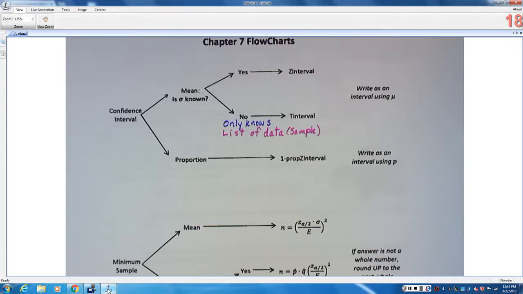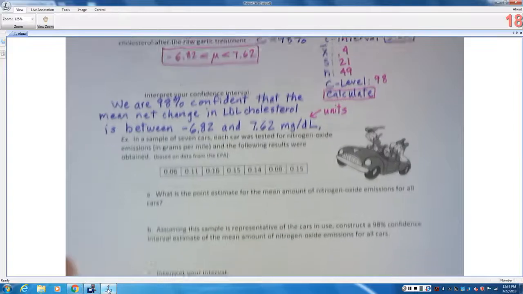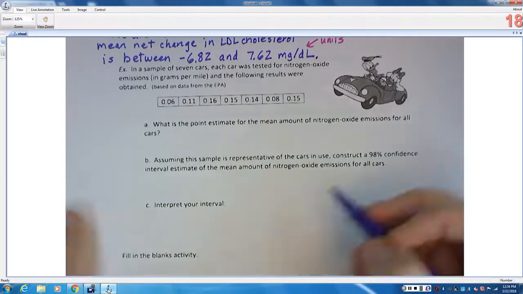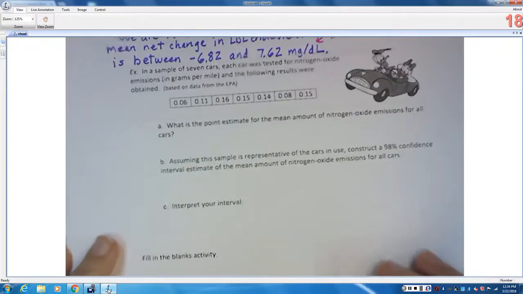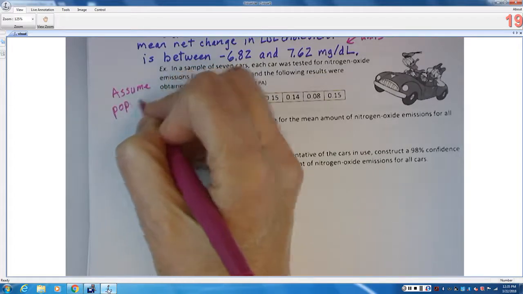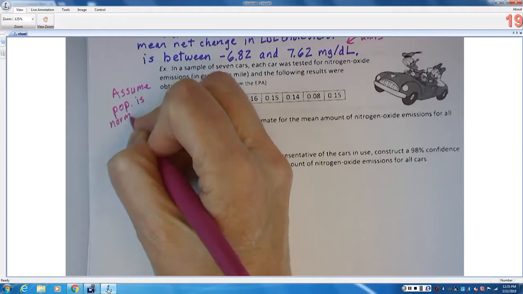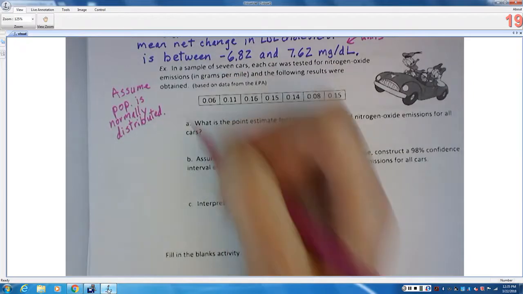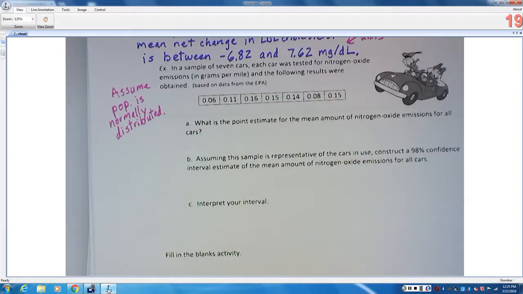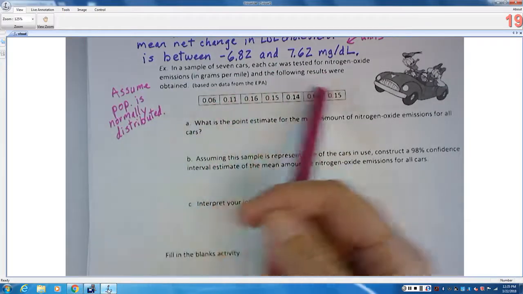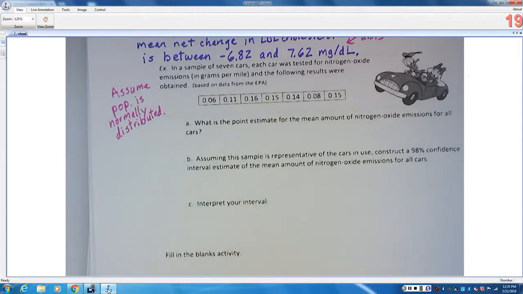So for this example, in a sample of 7 cars, each car was tested for nitrogen oxide emissions in grams per mile, and the following results were obtained. And in order to work this problem, you have to assume the population is normally distributed. So I will usually write that on your problems. Some books do, some books don't. So we should have actually written that the population of nitrogen oxide emissions is approximately normally distributed.